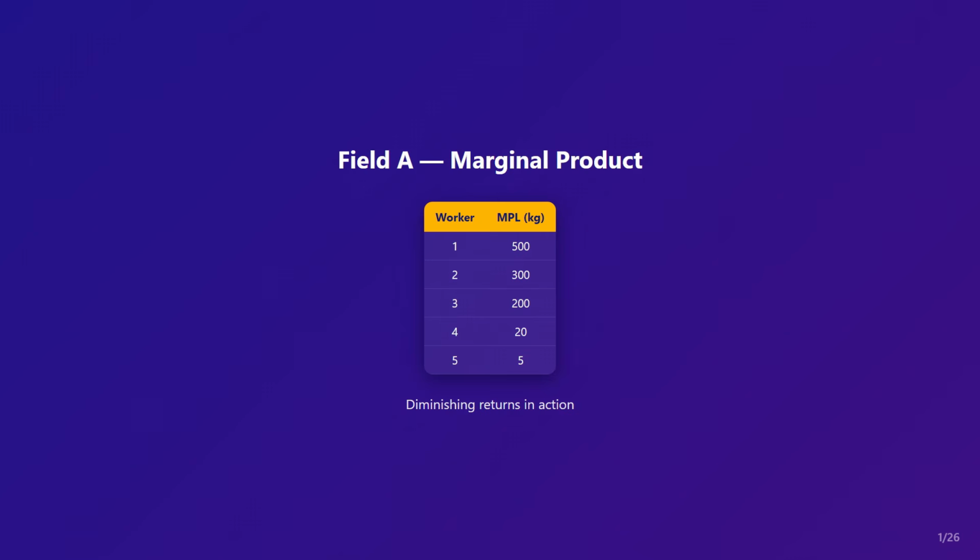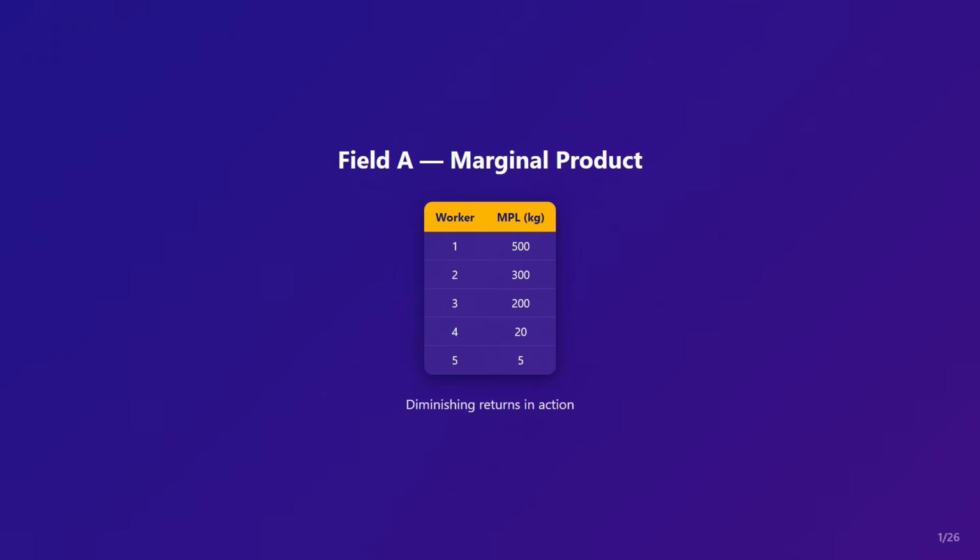Field B. Worker 1, marginal product 100. Worker 2, marginal product 50. Worker 3, marginal product 30. Worker 4, marginal product 20. Worker 5, marginal product 5.